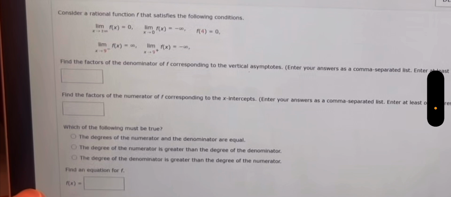And then find an equation for f. There are infinite equations because you can choose an infinite number of leading coefficients, but we're just going to let the leading coefficient be a 1 and put together those pieces we talked about earlier. So the top would be x minus 4 in parentheses, and then on bottom we would have x open parentheses x minus 9 close parentheses. And I think that should work there.